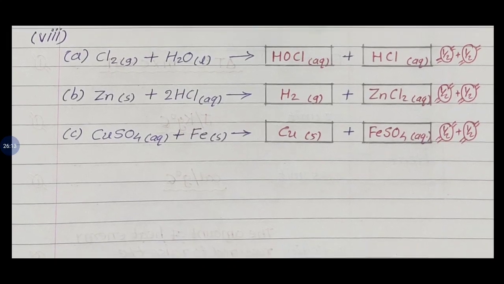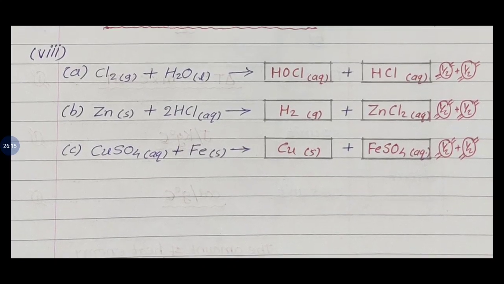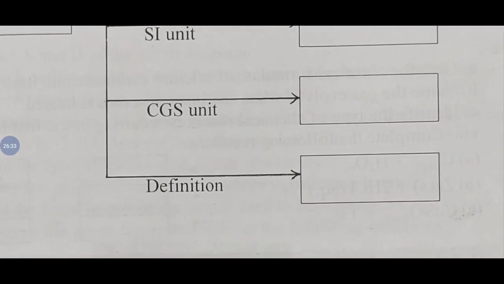And the third reaction is CuSO4, that is copper sulfate, reacting with iron, Fe, to form Cu plus FeSO4, or you can write FeSO4 plus Cu. You get half mark for your answer. In this way, question number 3 is completed here. Last, question number 4 now. Check that.